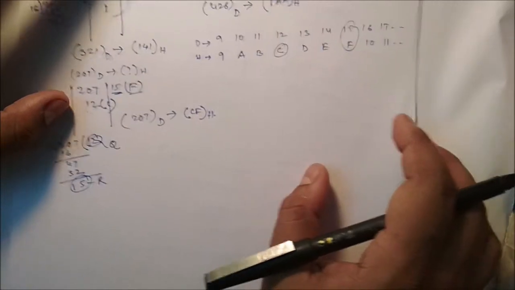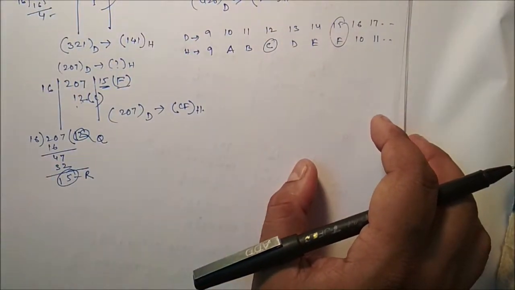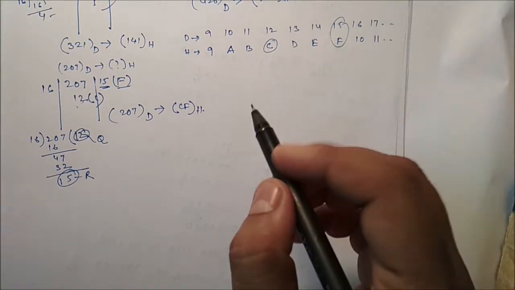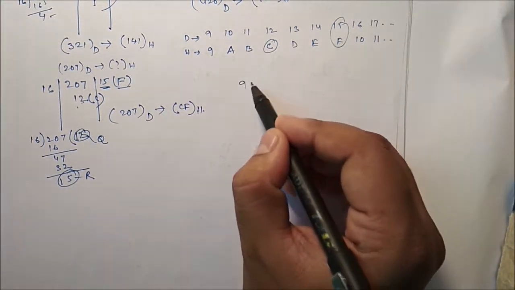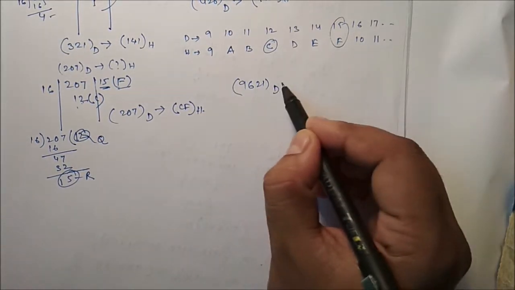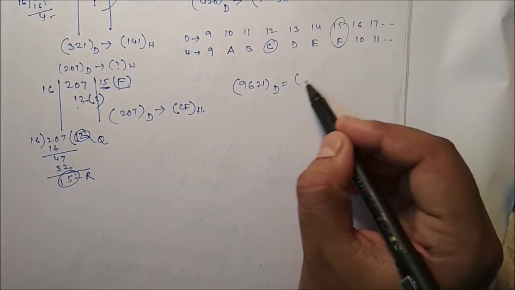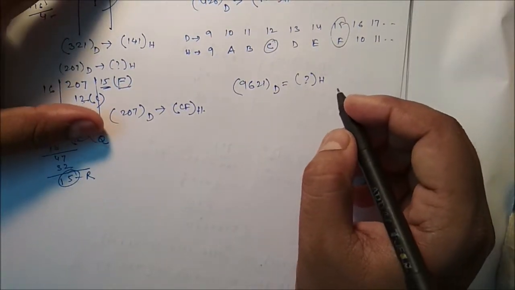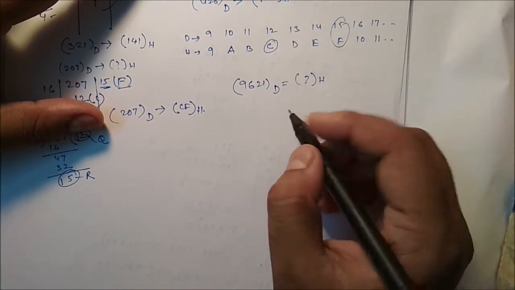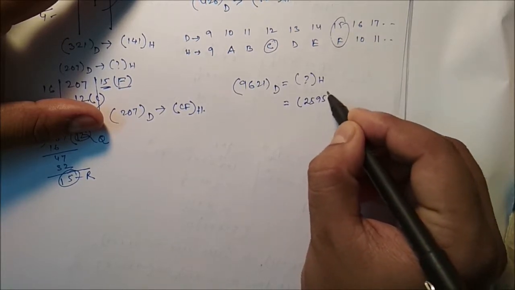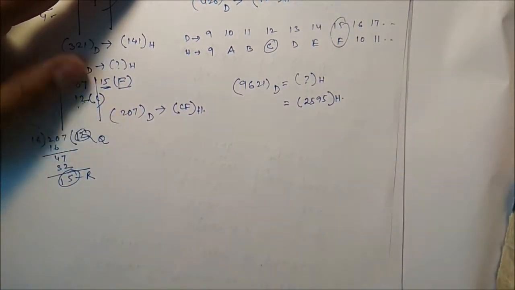Is it clear? Now you can cross-check. You can take one practice problem: a decimal number that we have to convert into a hexadecimal number. You can pause the video and calculate it yourself. The final answer is 2595 in hexadecimal.